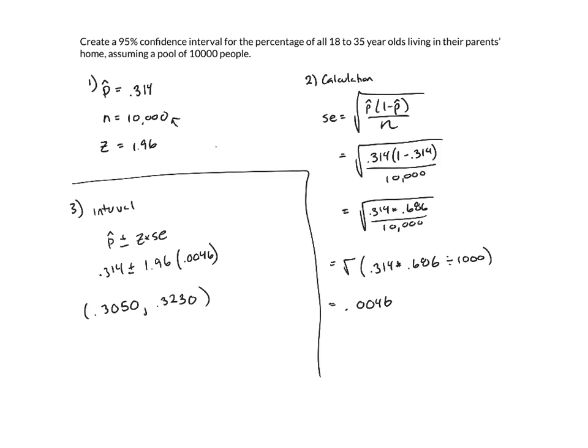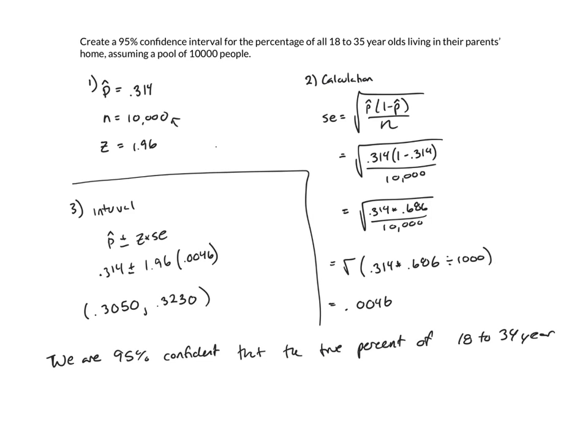Now the part we're having trouble with is not necessarily the calculations, but actually going through with the final step, which is we need to state our answer. To state this answer, we're going to say we are 95% confident that the true percent of 18 to 34-year-olds who live at home with their parents is between 30.5% and 32.3%.